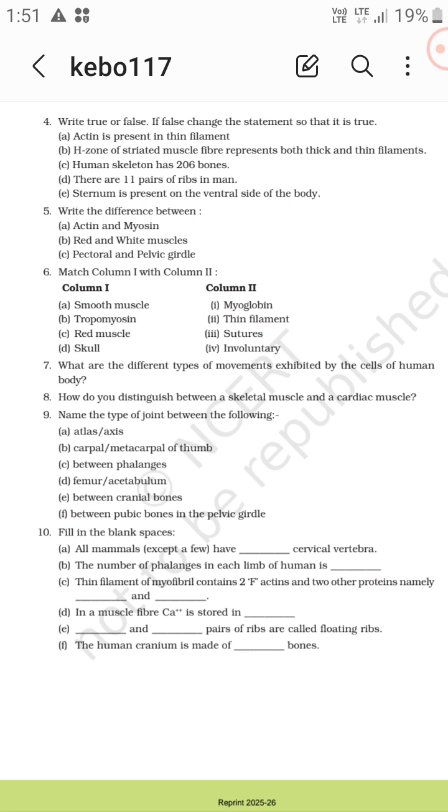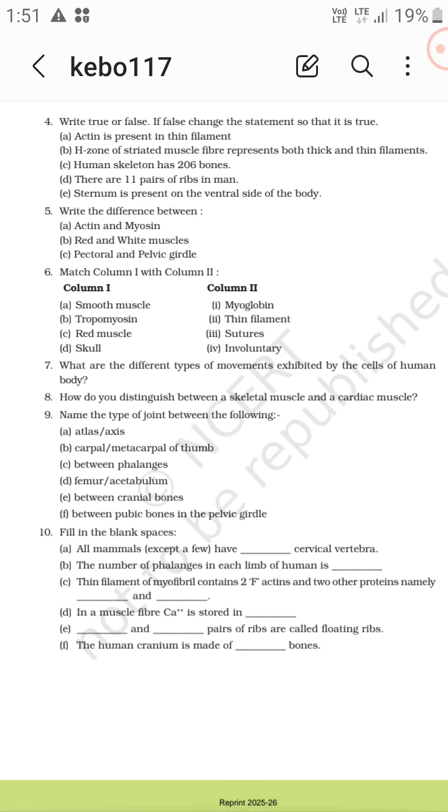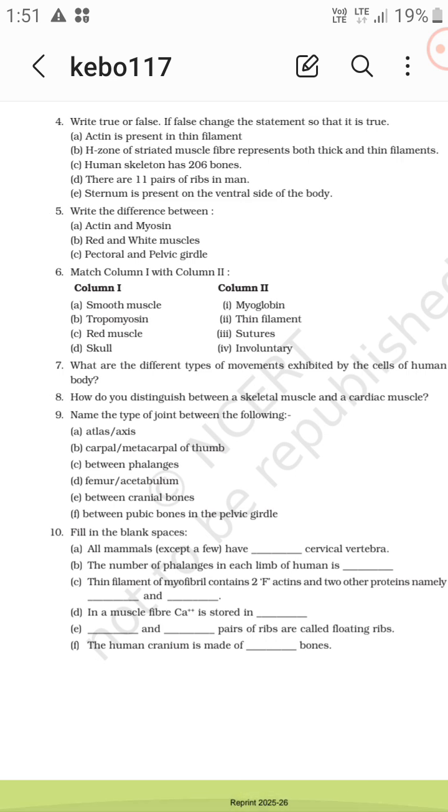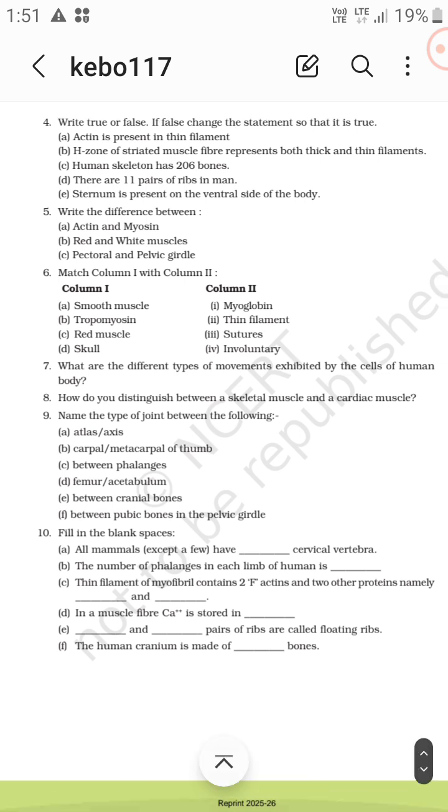Again, there is carpal and metacarpal of thumb. That is the saddle joint, and then between phalanges, and between pubic bones in the pelvic girdle.